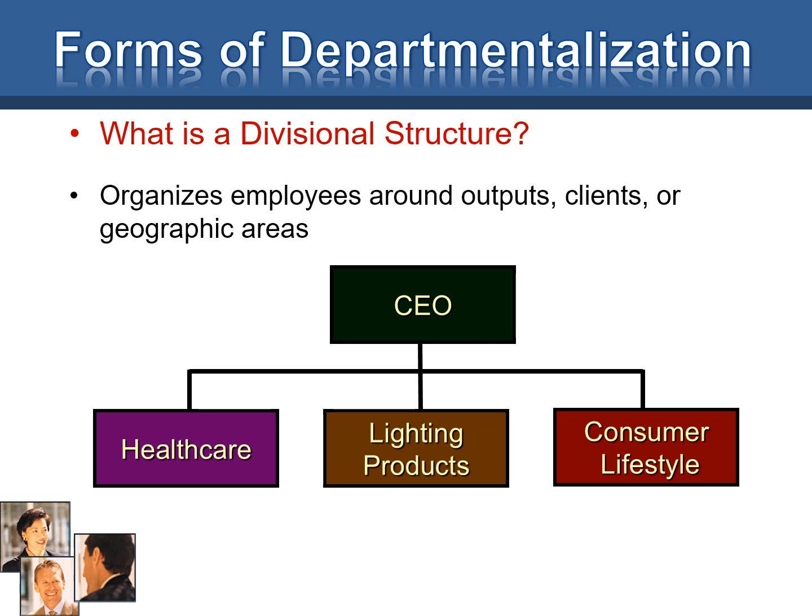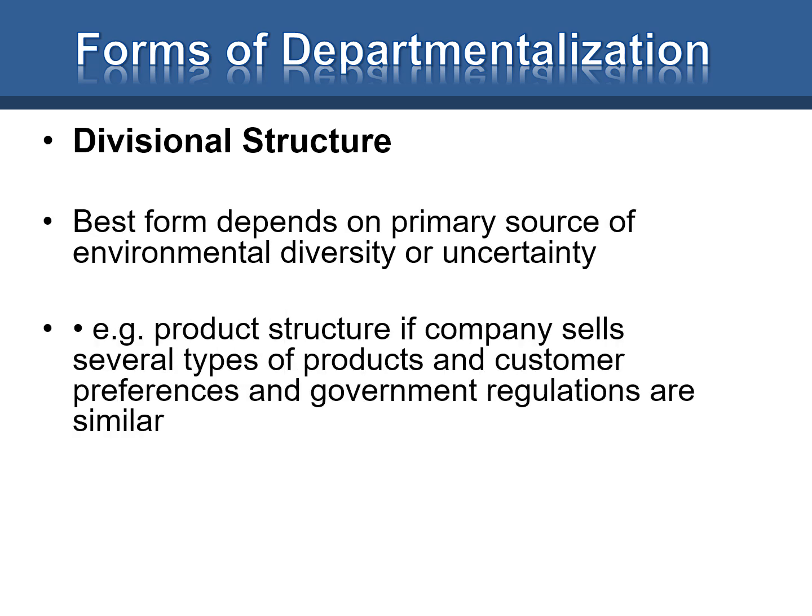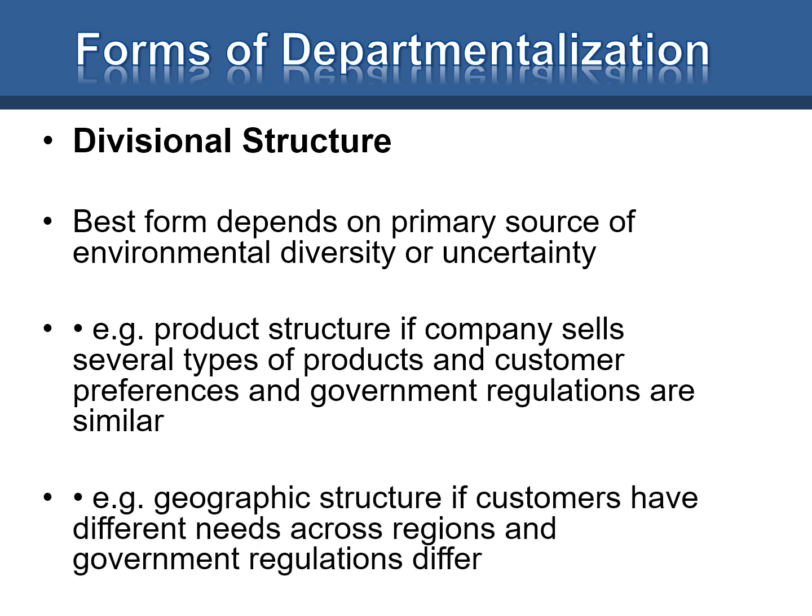Divisional structure is where they organize employees around outputs, clients, or geographic areas. The best form depends on the primary source of environmental diversity or uncertainty. For example, a product structure if companies sell several types of products and customer preferences and government regulations are similar. It's a geographic structure if customers have different needs across different regions and government regulations differ from one area to another, like from one state to another, for instance. New York and California, totally going to be different.